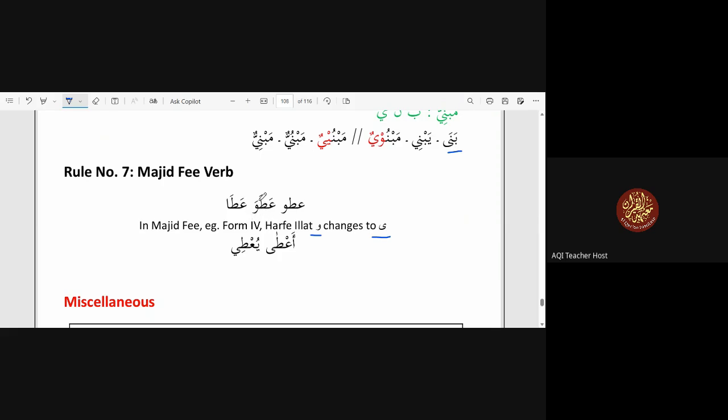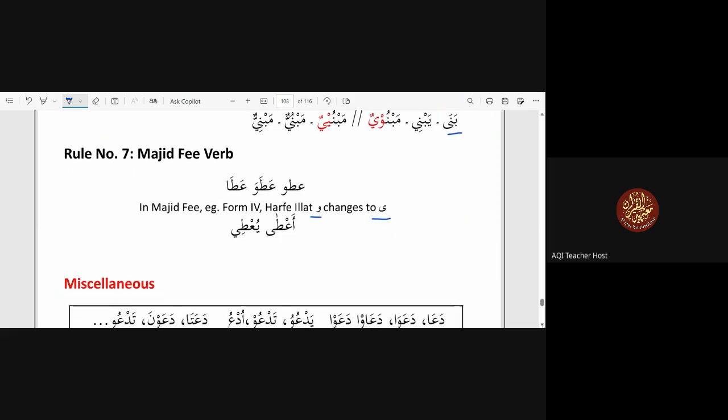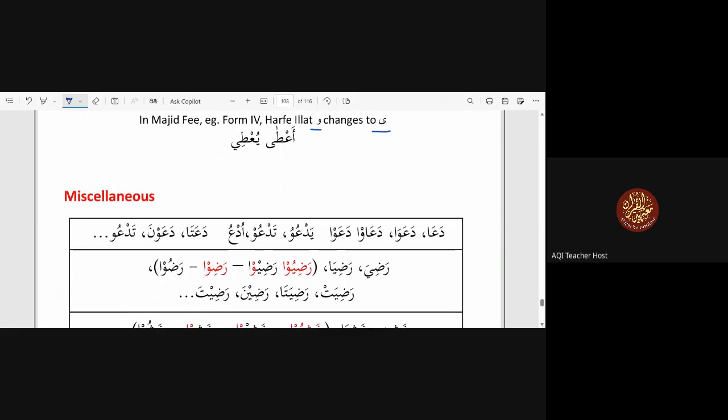So this waw preceded by fatha is replaced by alif, so ata. This is for the 3 letters, and for more than 3 letters, waw is changed just to ya, or alif. So ata for the madi verb, and for the mudari it is yu'ti. So this is just a simple rule, rule number 7. So that's all for the rules of naqis.